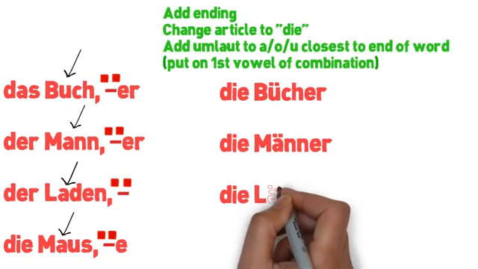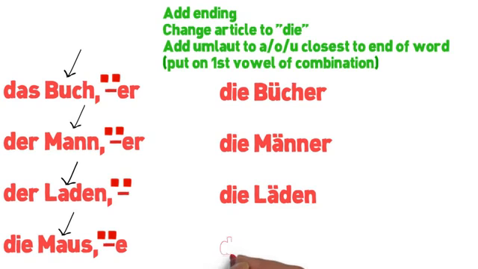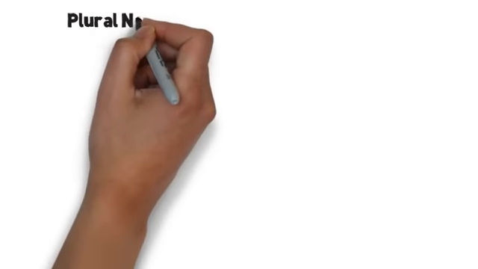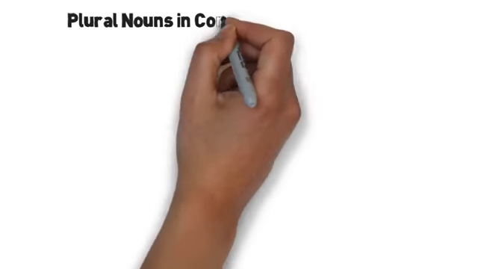After you have the umlauts taken care of, you can also add the additional letters and change the article to die, just like you would with the other nouns. So das Buch becomes die Bücher, der Mann becomes die Männer, der Laden becomes die Läden, die Maus becomes die Mäuse. And notice that there's a pronunciation change with those because of the umlaut.